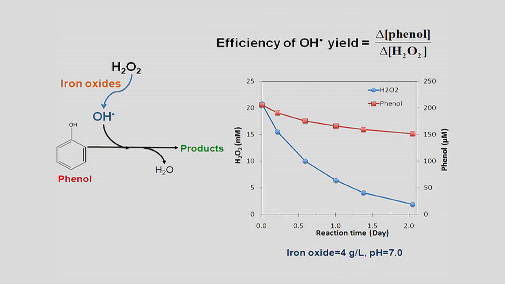And then what about the hydrogen peroxide activation to generate hydroxyl radicals? Similarly, we use the iron oxide to activate hydrogen peroxide to form hydroxyl radicals. And then, instead of using benzene, we use phenol as the target compound and measure the loss of phenol through time. And the efficiency is also defined as the amount of phenol reacted divided by the amount of hydrogen peroxide reacted. And in the figure on the right side, the red curve shows the concentration of phenol decreased through time. And the blue curve shows the concentration of hydrogen peroxide decreased through time.